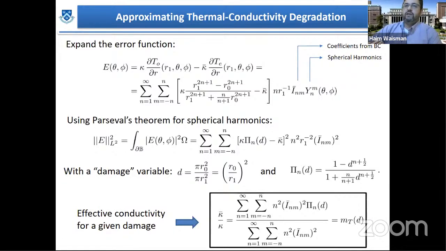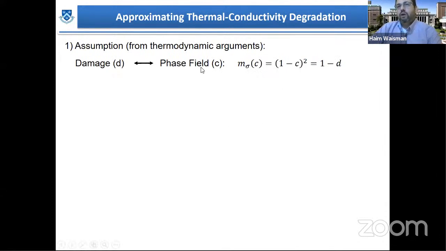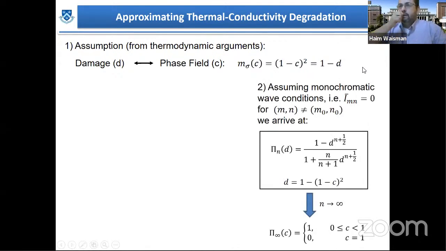Right, so to make use of this idea, first thing, we need to correlate damage with phase field, right? Damage is not phase field. It's slightly different than phase field. So first, from thermodynamic arguments, we can correlate damage D with phase field in the model. This is number one. Number two, we are going to choose what is called the monochromatic wave condition, which means that all these coefficients drop except for the first one. This is the easiest solution. And so what we arrive at is the following degradation function, where D is replaced with c. So we have a direct correlation.